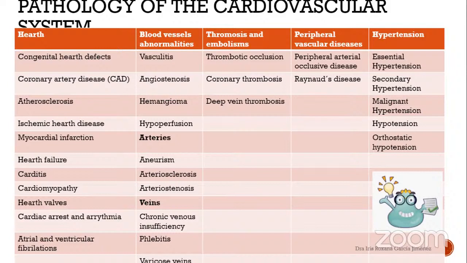Another one are the thrombosis and embolisms: thrombotic occlusion, coronary thrombosis, deep vein thrombosis. And then we got the peripheral vascular diseases, peripheral arterial occlusive disease, and Raynaud's disease.